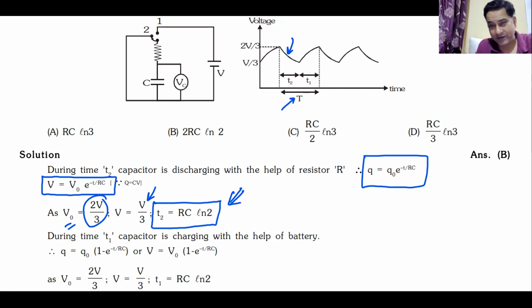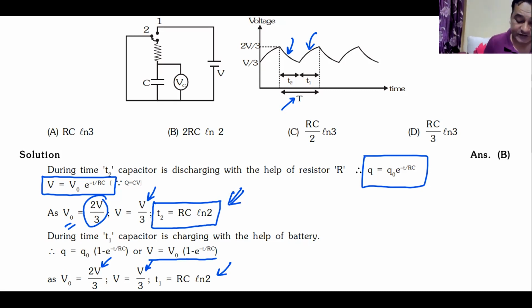Then when the switch is put back to point 1, it starts to get charged again. Yes or no? Yes, sir. This is the value of potential. Yes or no? The final charge will be 2V by 3 and the initial charge is V by 3. Yes or no? Yes, sir. From there, you can get the value of T1. And once you add T1 and T2, you will get your final answer. Yes or no? You get it? Yes, sir.